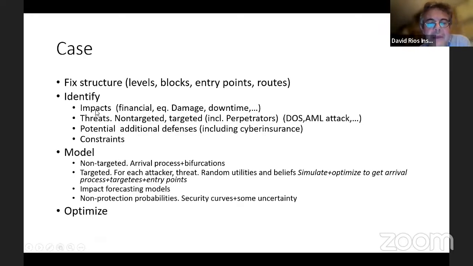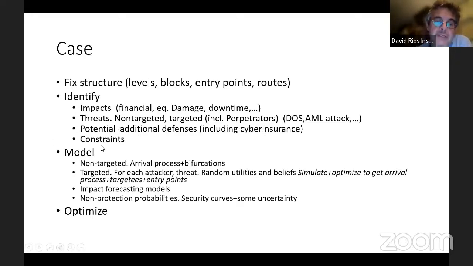Then we need to identify the impacts which are relevant in the problem. In our case, it was financial, equipment damage, and downtime of the cars. Then we need to think of the threats, non-targeted and targeted, the potential additional defenses that we could include, including the cyber insurance and the constraints.